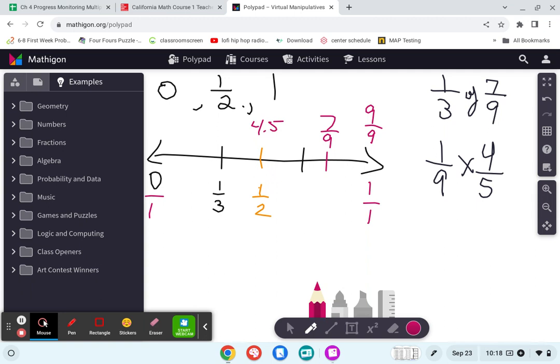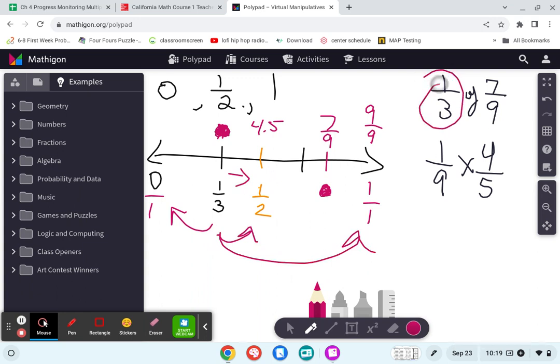And so if I look at that and I think about 1/3 being here and 7/9 being here, and I had to estimate 1/3 of 7/9, is 1/3 going to be closer to 0, or is it going to be closer to 1/2? What do you think about that? 1/3 is going to be closer to 1/2. So I would round this to 1/2. This is going to be my estimate.